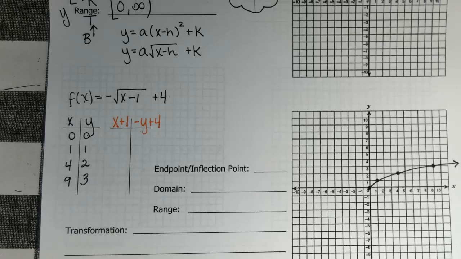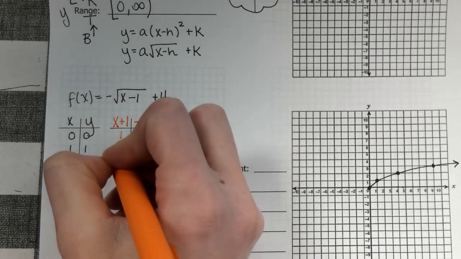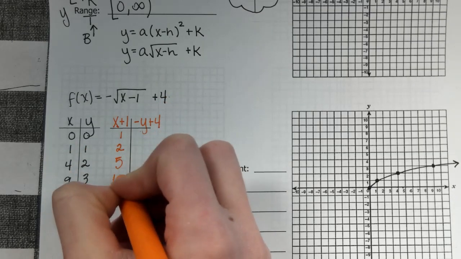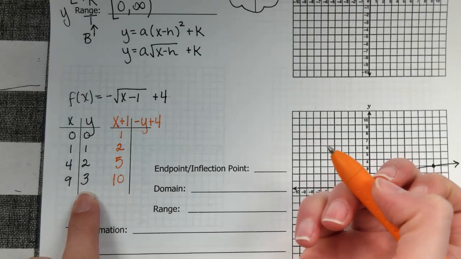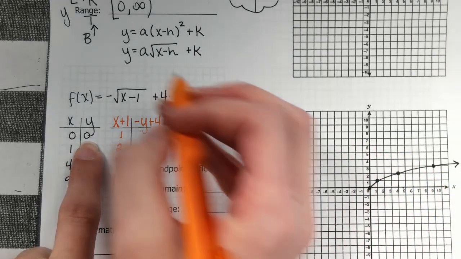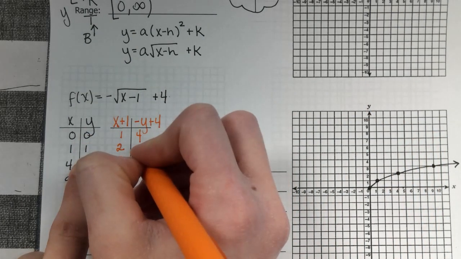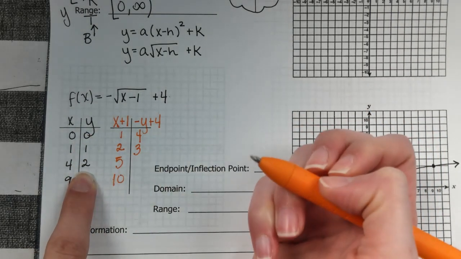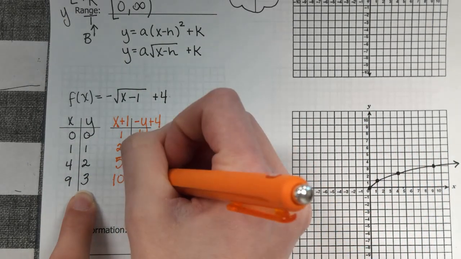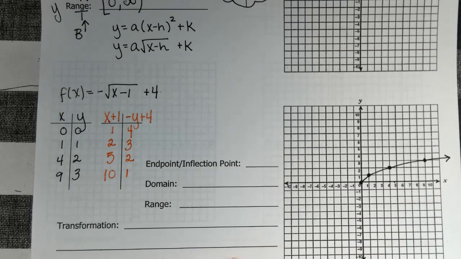Okay, so I take my x's and I add 1. 0 plus 1, 1. 1 plus 1, 2. 4 plus 1, 5. 9 plus 1, 10. Good. All right, my y's, I'm going to make negative, then add 4. So negative 0 plus 4, 4. Negative 1 plus 4, 3. Negative 2 plus 4, 2. And negative 3 plus 4, 1. We follow how I build that? Okay.